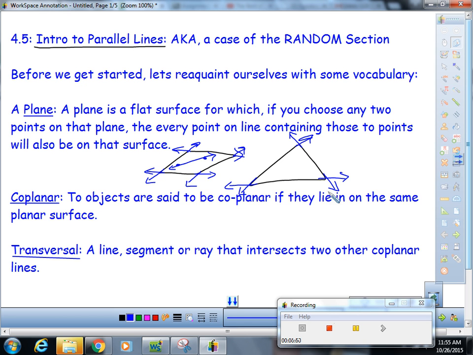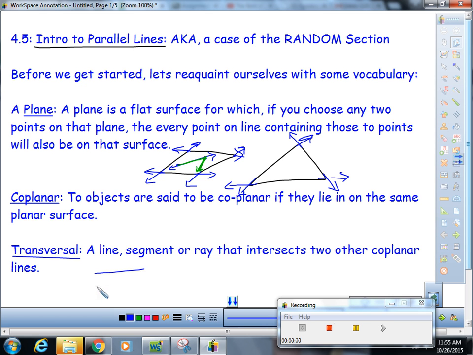We'll address it. Okay, so coplanar means objects that are in the same plane. So if I made this into an angle here, then both this green ray and this blue line would be coplanar. And then a transversal is a line, a segment, or a ray that intersects two other coplanar lines.